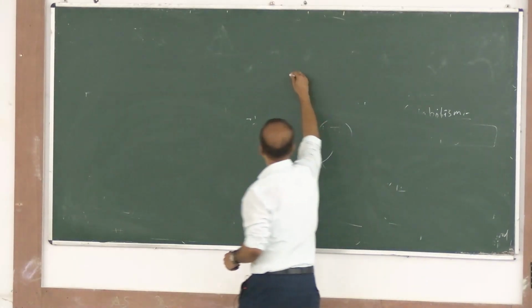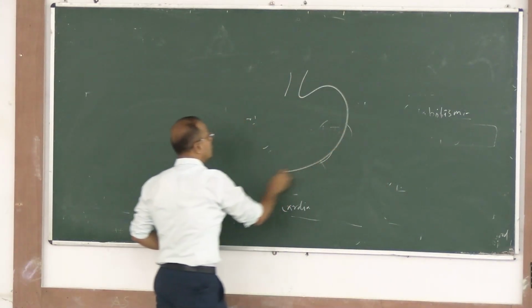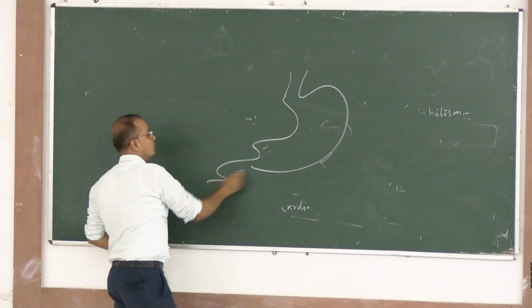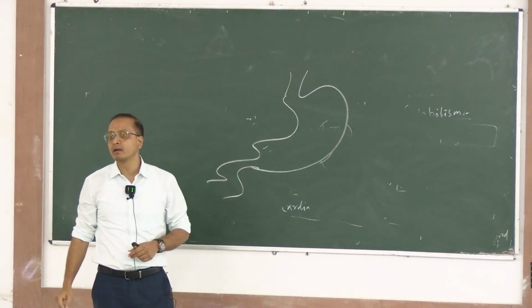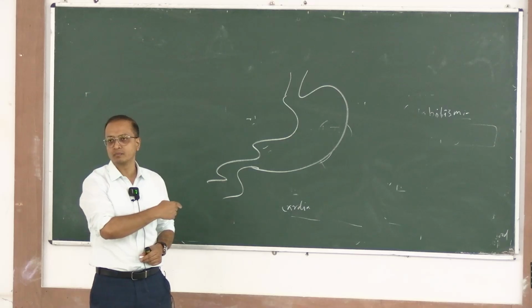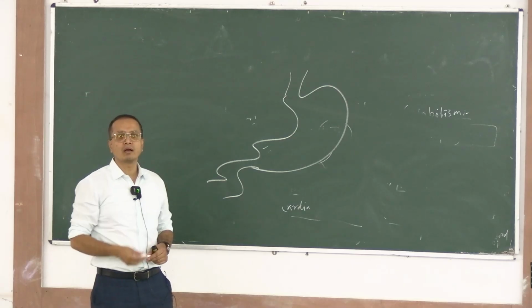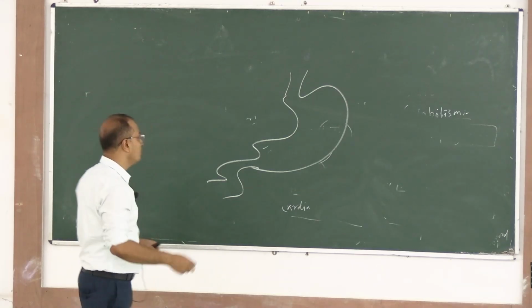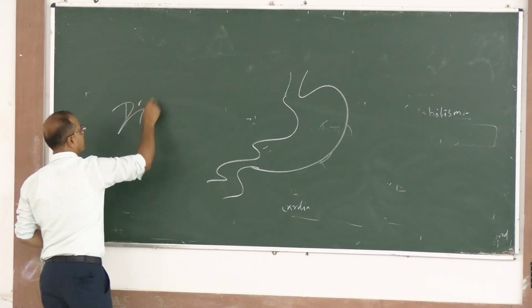As you have seen, this adult stomach has two curvatures, right? We have the more curved, greater curvature, and the less curved, lesser curvature. We call them the greater curvature of the stomach and the lesser curvature of the stomach. This greater and lesser curvature has formed because of this phenomenon.